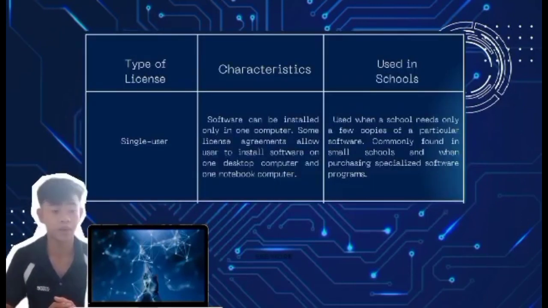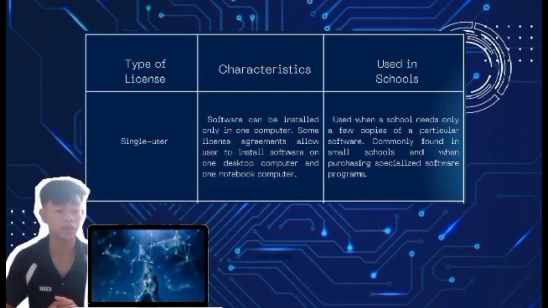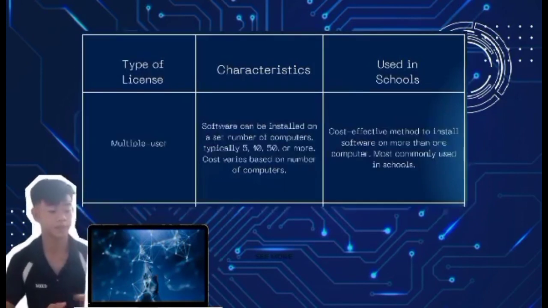So we have here the table which includes type of license, characteristics, and use in school. The first one is single user. The characteristic of this is that software can be installed on only one computer. Some license agreements allow the user to install software on one desktop computer and one notebook computer. Use: when a school needs only a few copies of a particular software, commonly found in small schools and when purchasing specialized software programs.